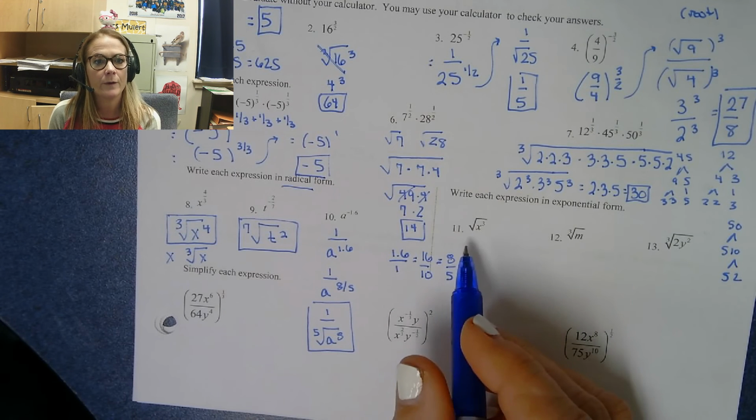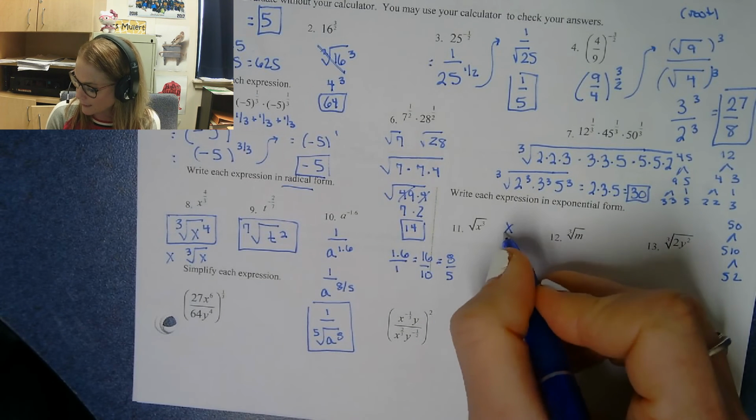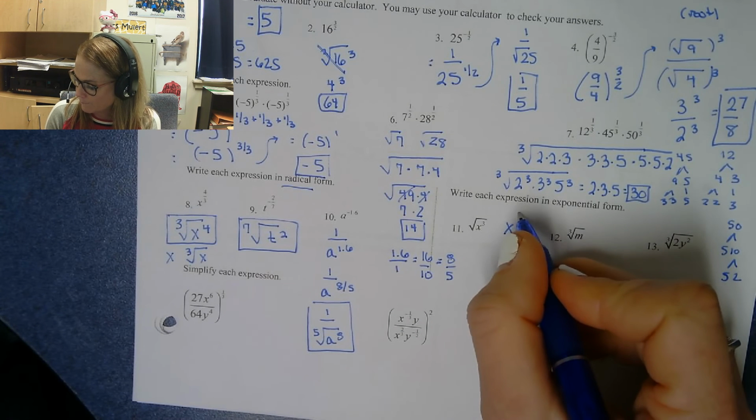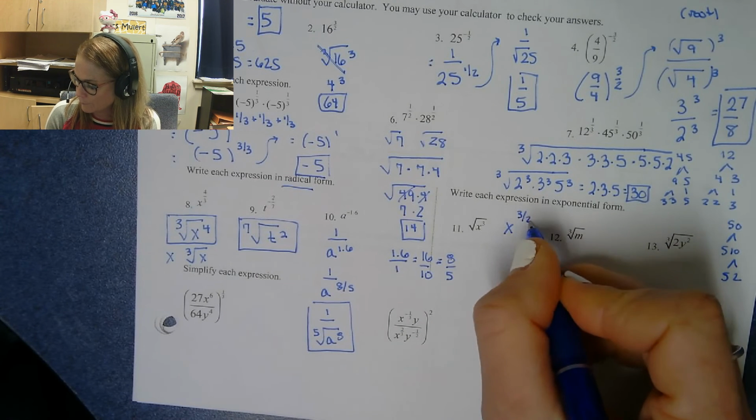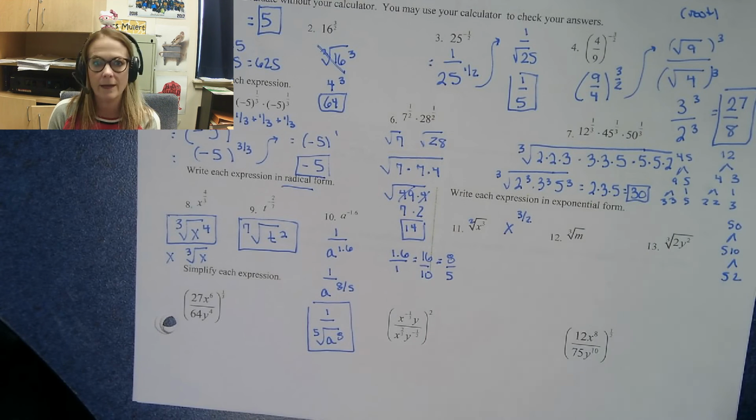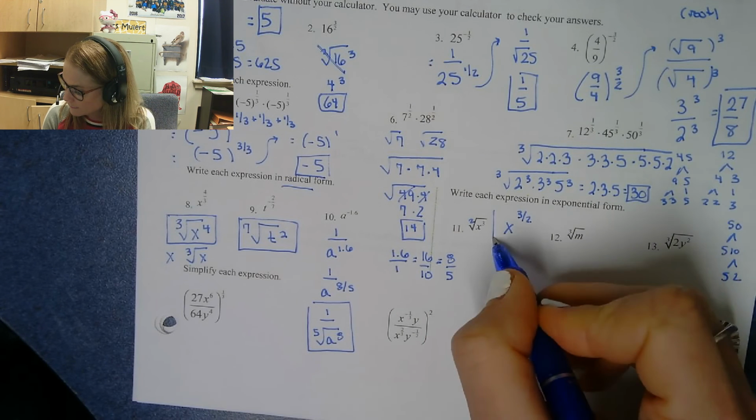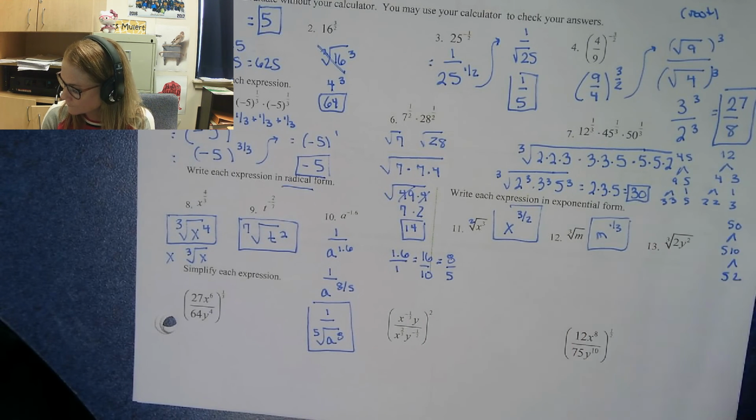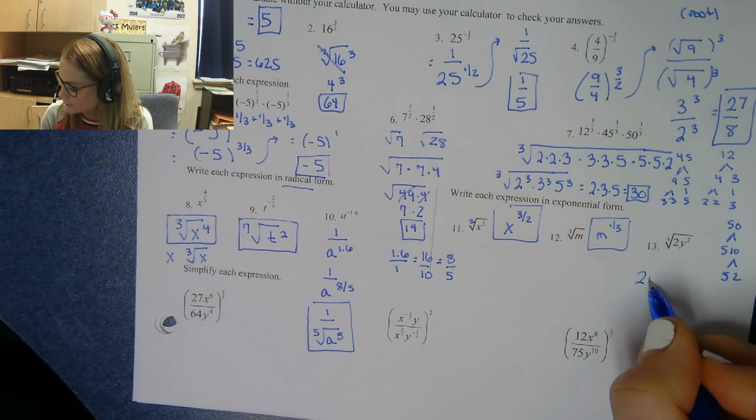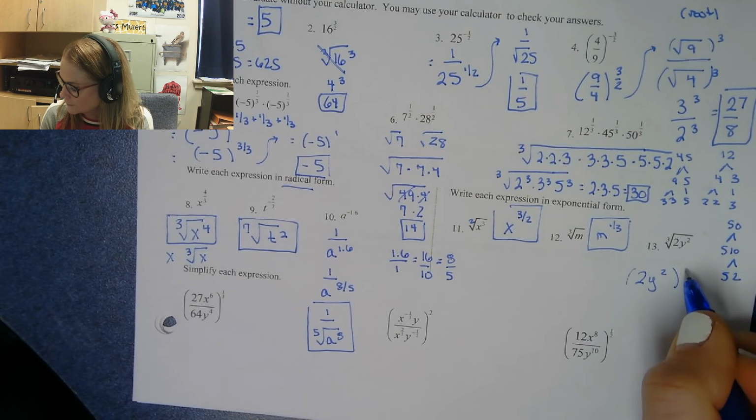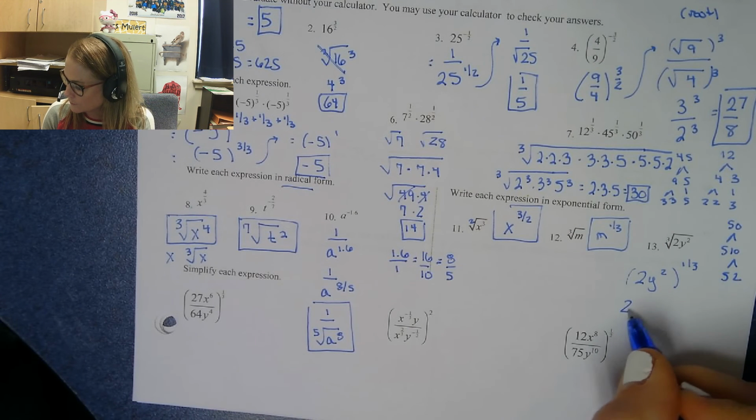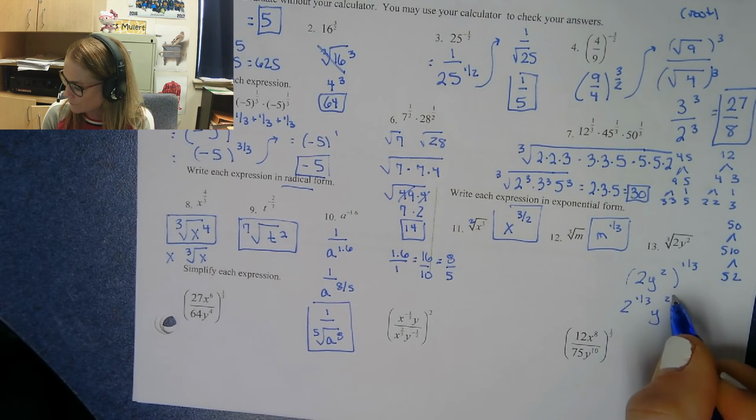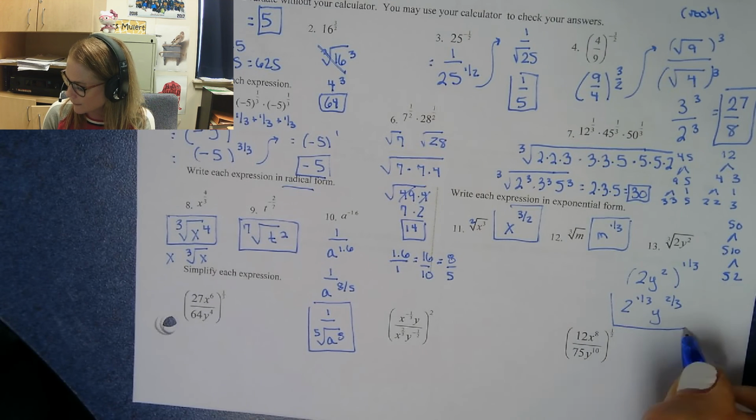And then going the other direction in exponential form, this is just x to the power over root. Remember, that's a square root right there, so x to the 3/2. This is just m to the 1 over 3. And right here, this is just 2y squared to the 1/3, or 2 to the 1/3 y to the 2/3. Either one of those would be fine.